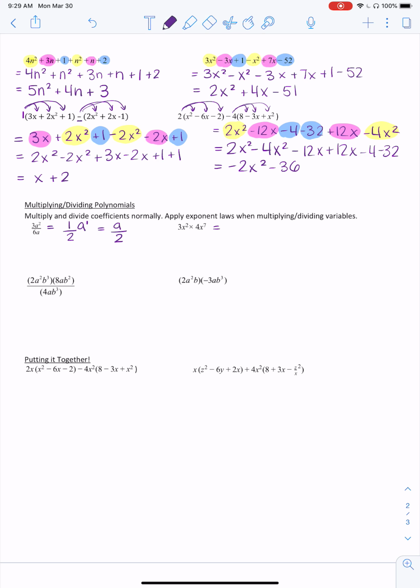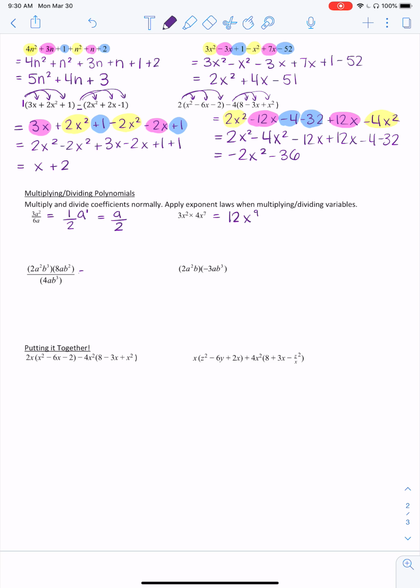we look at our coefficients first. So these big numbers that don't have any exponents or variables. And we have 3 and 4, and we're multiplying. So we can just multiply those first. 3 times 4 is 12. And then we look at our variables. So because we have the same base, we're going to add our exponents. So 2 plus 7 is going to give me 9, and that's our final answer.